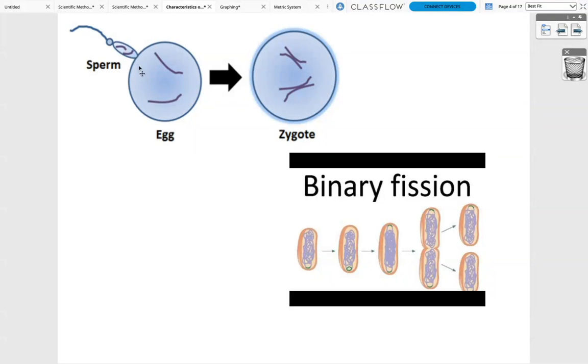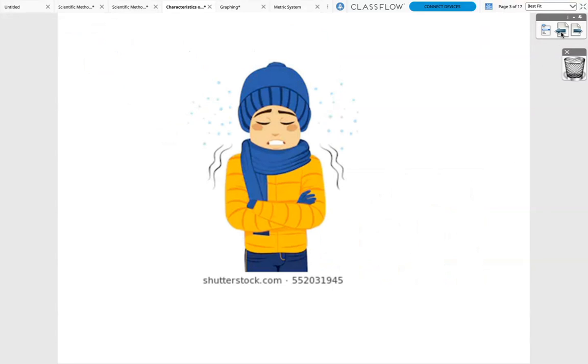This is a sperm uniting with an egg to make a zygote, which is a fertilized egg cell. And then at the bottom here is asexual reproduction. This is binary fission. This is how bacteria are going to reproduce. So usually the DNA in bacteria is just coiled in the middle of the cell. They'll reproduce that DNA and then they'll simply split in half. And then one cell becomes two, so on and so forth.